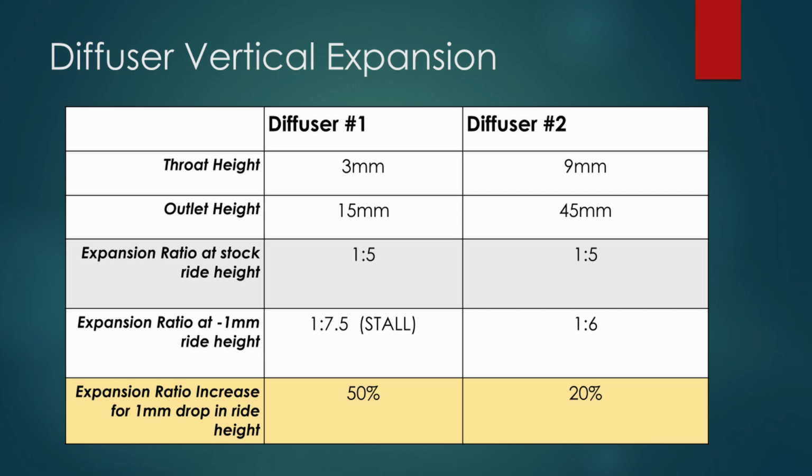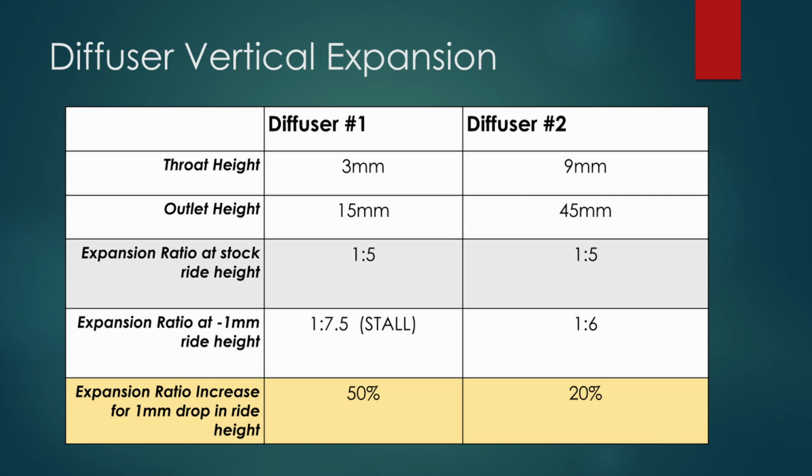I have two example diffusers here, both with the same stock expansion ratio of 1 to 5. The first diffuser only has 3 millimeters of height at the throat, and the second diffuser has 9 millimeters. Obviously, you need a bigger outlet to have the same expansion ratio. Again, I'm not limited by rules, so I can have that bigger outlet.